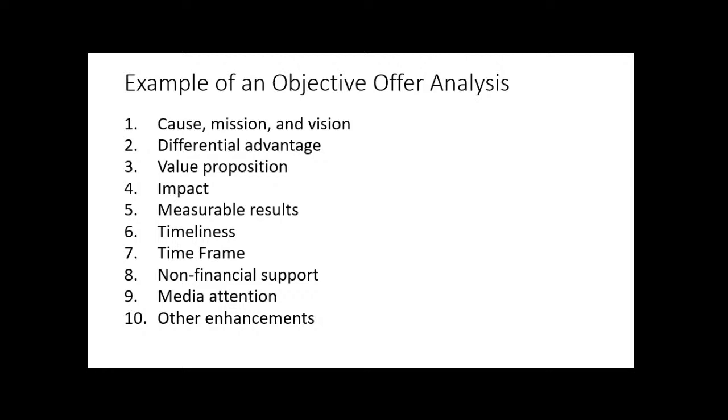So I want to give you an example of an objective offer analysis. Number one has to do with how well the offer addresses what the donors see as social priorities. See, people want to give to causes that they believe in. And so how well does your cause address that donor's social priority? So knowing the person who's the major giver is going to help reveal what that answer is.